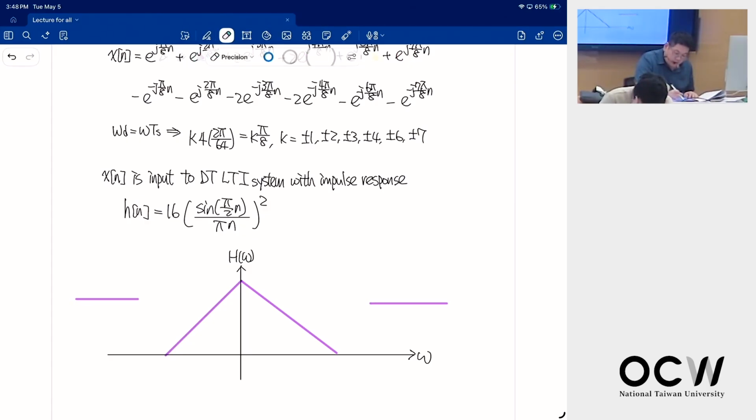Okay, this is a discrete time Fourier transform. So it is periodic. From this, it should be pi, and here is minus pi. And the height is 8. And now get 6.